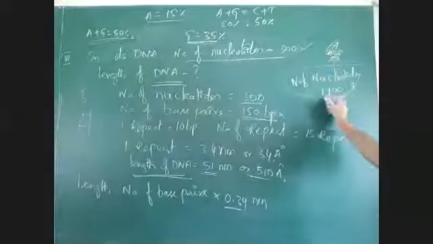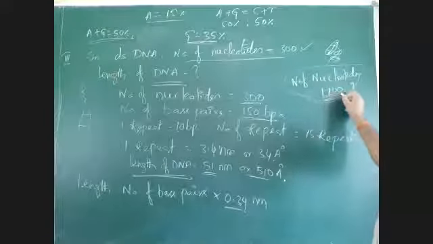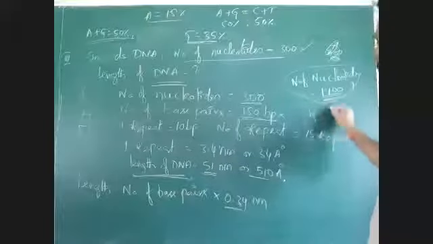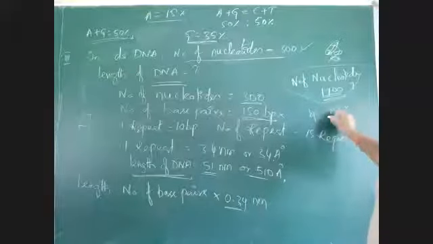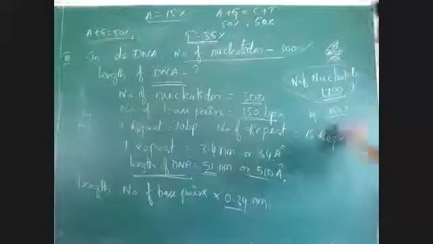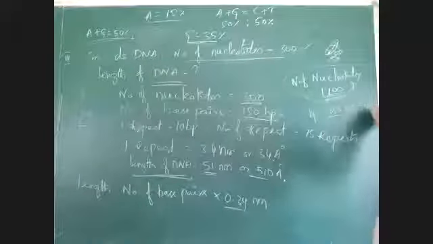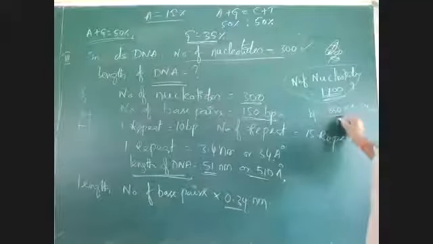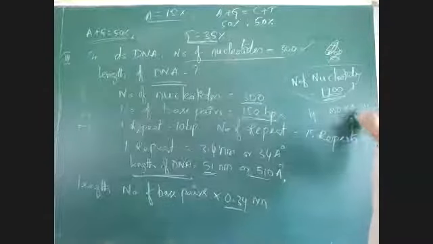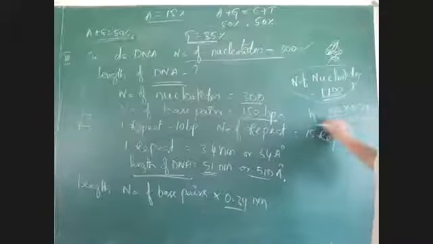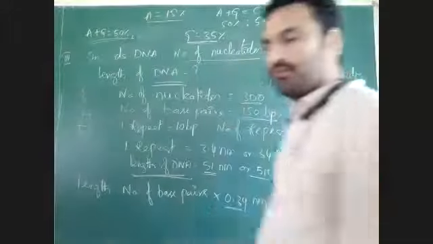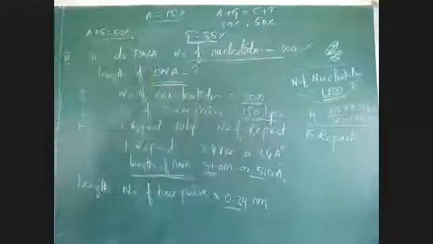Here also, number of nucleotides is equal to 1700. So number of base pairs is equal to 850. 850 into 0.34 nanometers or 850 into 3.4 angstroms. That will come answer. Right.